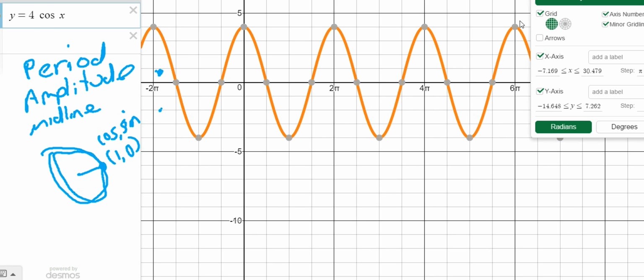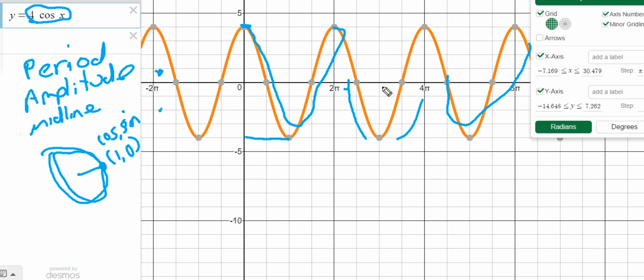Ooh, 4 cosine of x. Alright, so now we've got 4 cosine of x. So we've got an amplitude for the cosine going down to -4 and up to +4. Yet again, the period is 2 pi. From here to 2 pi is 1 period, and you can see you get the same shape again. From 2 pi to 4 pi, from 4 pi to 6 pi. The period is 2 pi. So every 2 pi increment, it repeats itself.